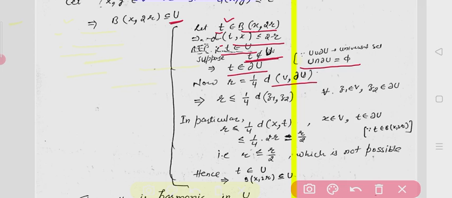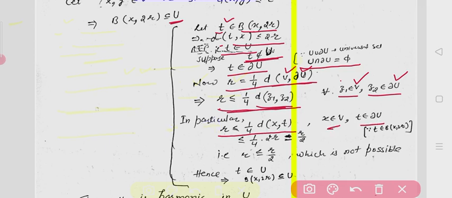So that means it can be written like that, r will always be less than or equal to 1/4 of the distance between, take one point from here, take one point from there, and find their distance. That means the distance between z1 and z2, where z1 belongs to v and z2 belongs to boundary of u, that r will be less than or equal to this one. In particular, I take some point x belongs to v and t belongs to boundary of u. So you say that in particular r is less than or equal to 1/4 of the distance between x and t, where x belongs to v and t belongs to boundary of u, right?